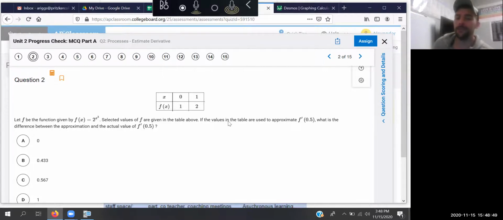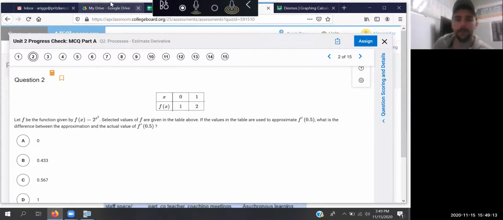Now it's saying if the values in the table are used to approximate f prime of 0.5, what is the difference between the approximation and the actual value of f prime of 0.5? This is saying, can we use our approximation skills to approximate the derivative, and then can we find the exact using our calculator skills and compare how close our approximation is to the exact value?